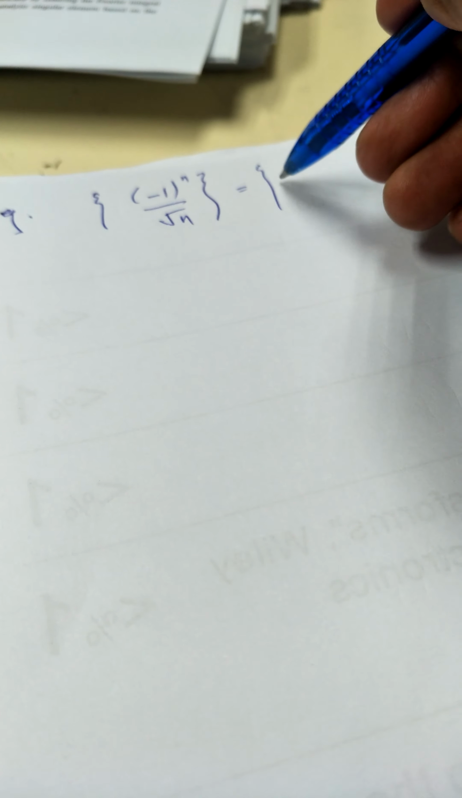Okay, so let's consider this sequence. Let's say our sequence is (-1)^n over square root of n. If we list this, we have -1, 1 over square root of 2, -1 over square root of 3, 1 over square root of 4, and so on. Okay. Then we need to find this lim sup and lim inf.